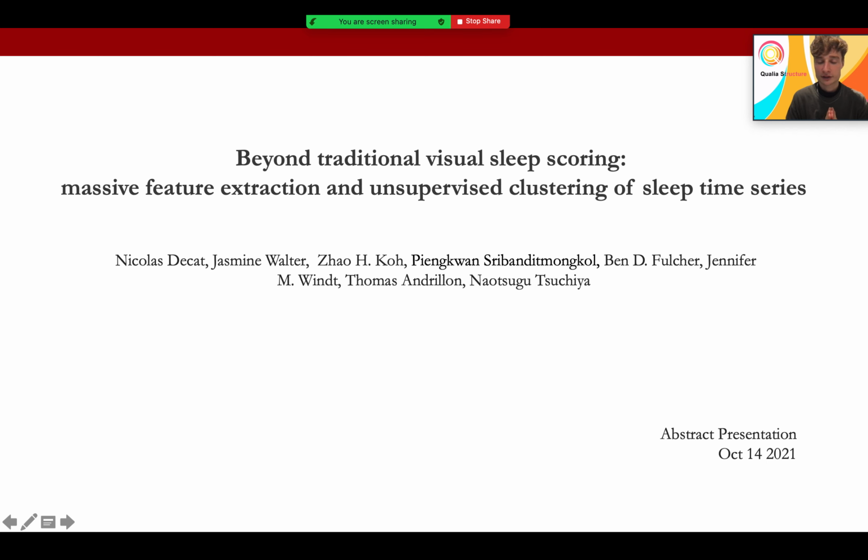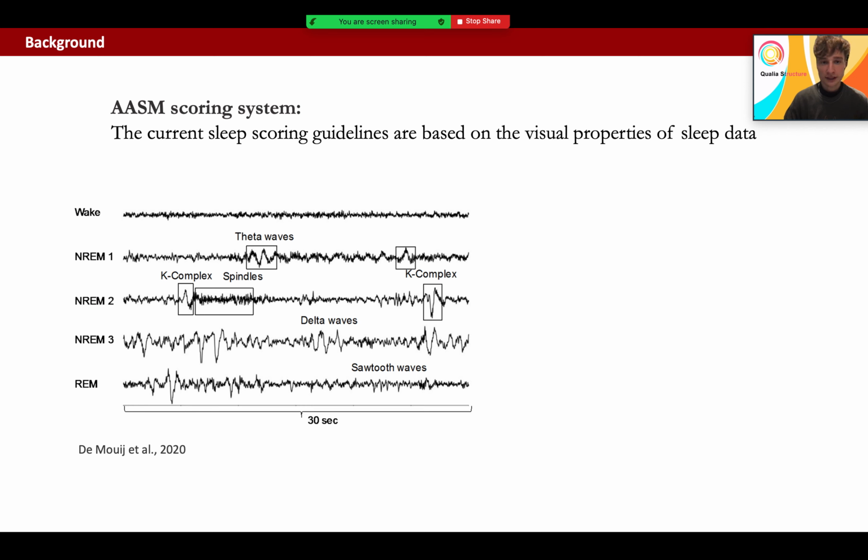So I'm going to present a study that aimed to understand sleep physiology using a novel framework for the classification of sleep data. Currently, sleep states are categorized in 5 different stages using a set of rules from the AASM scoring system that is entirely based on the visual inspection of sleep time series.